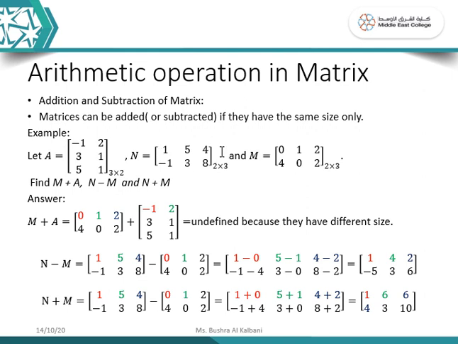For subtraction, it will also be the same. 1 minus 0, 5 minus 1, 4 minus 2, minus 1 minus 4, 3 minus 0, and 8 minus 2. You will get this matrix. That means in addition and subtraction they should have the same size. If you want to add or subtract, the matrices should have the same size.